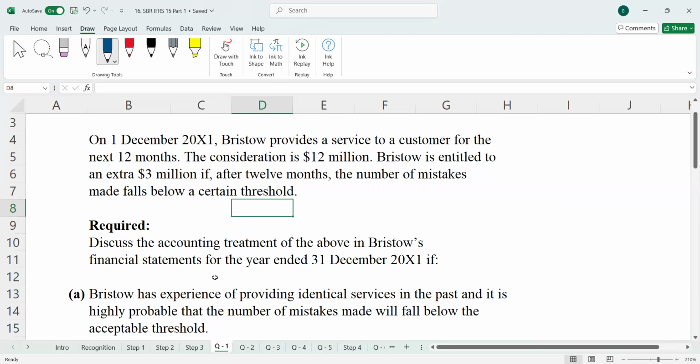See, you could have written it this way, I'll tell you. This is how you draft your answers professionally, which will help you fetch more marks. How would I have written it? In the given scenario, Bistro will be providing services over the next 12 months. For this, he will be entitled to a fixed consideration of $12 million. However, if the number of mistakes made falls below a certain threshold after a period of 12 months, he will be entitled to a further $3 million variable consideration.